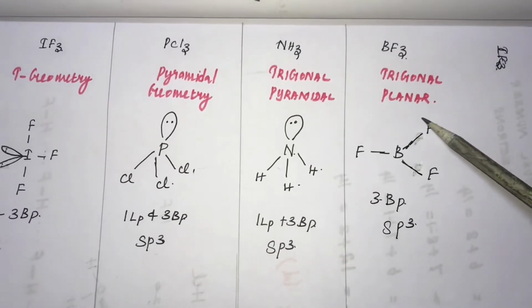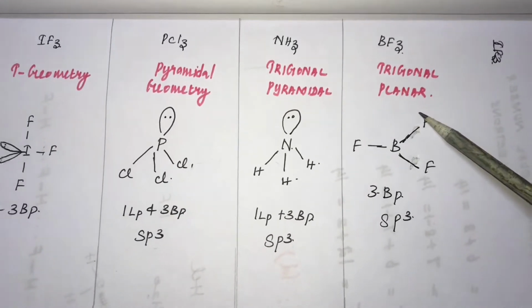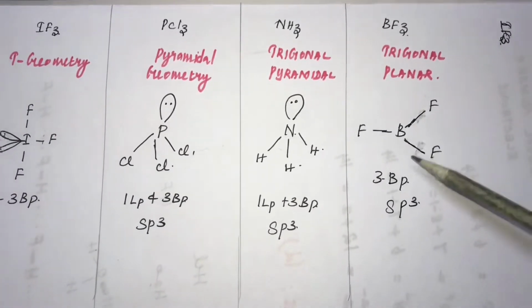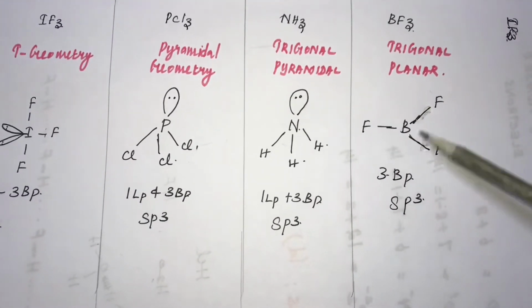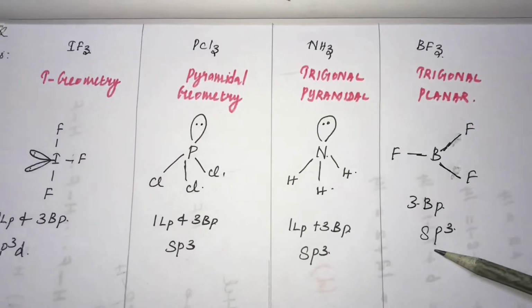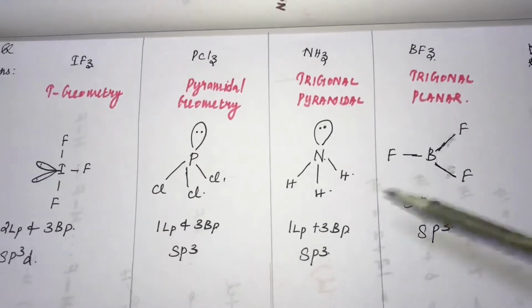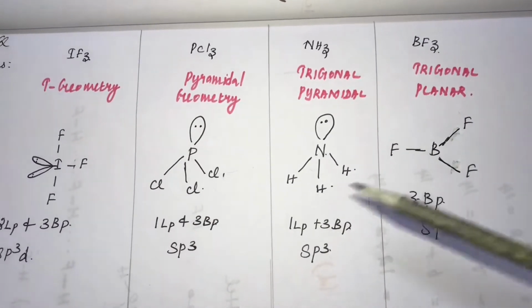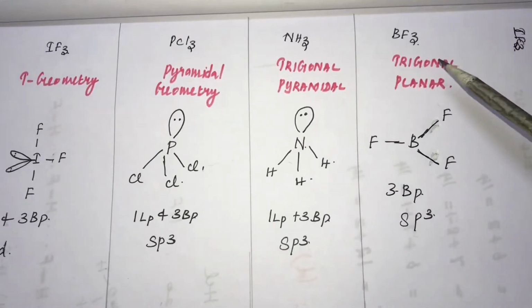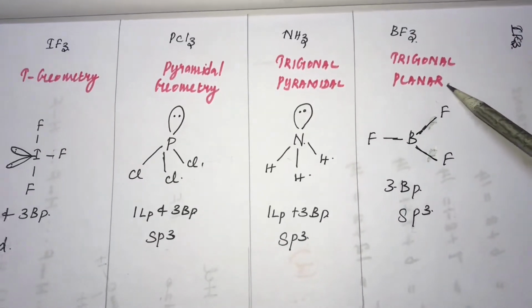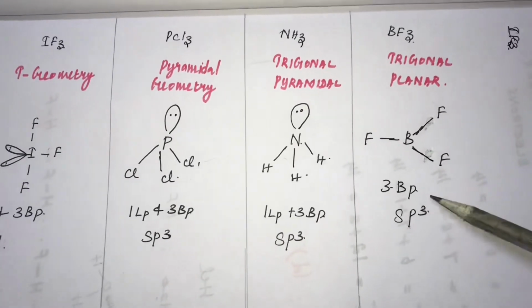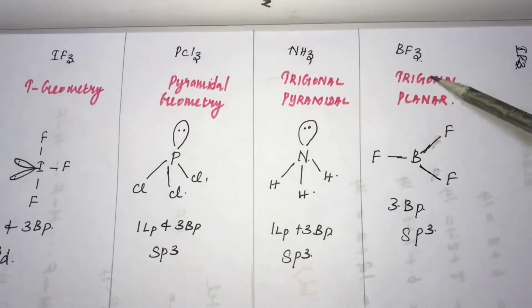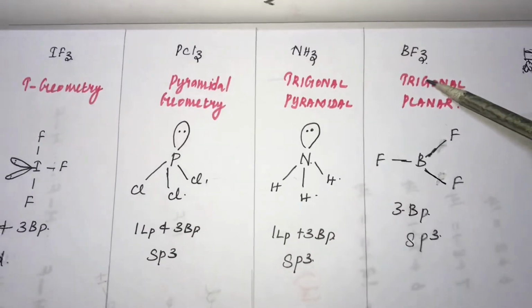Here the symmetry is trigonal planar structure. Here all are 3 bond pairs of electrons, no lone pair, and hybridization is sp2. So among these 4 molecules given, boron trifluoride only possesses trigonal planar structure with 3 bond pairs and sp2 hybridization. So the answer is boron trifluoride.